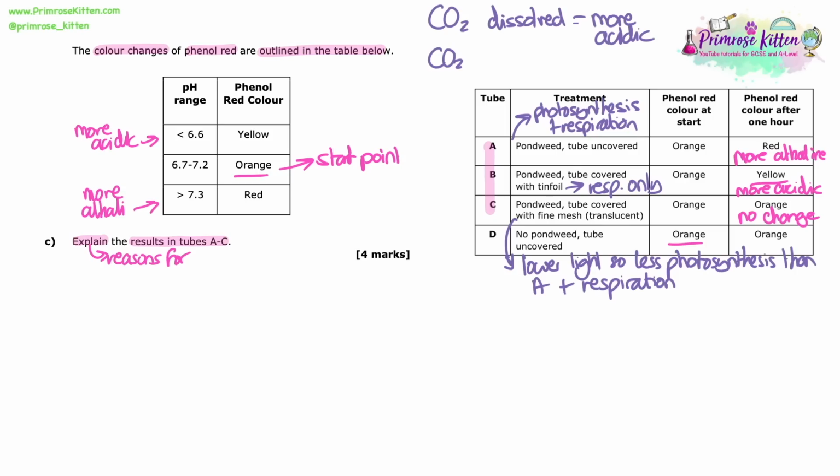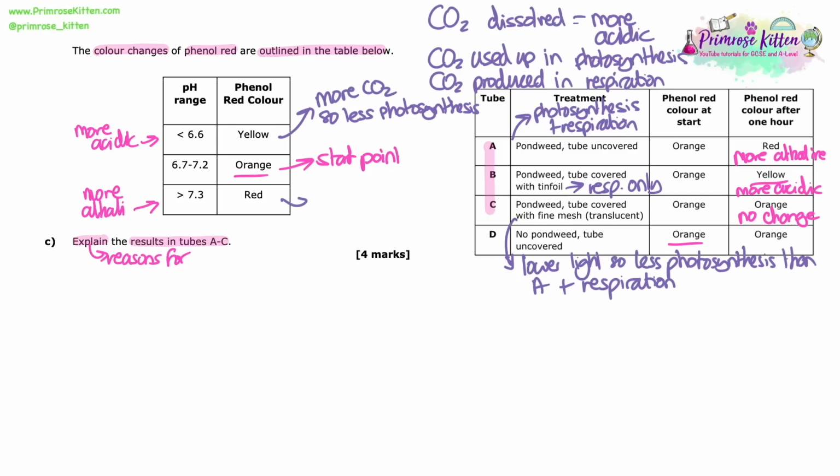So how can we link these processes to whether something's more acidic or alkaline? Obviously, carbon dioxide dissolved in liquid makes it more acidic because it makes carbonic acid. Any dissolved carbon dioxide being used up in the water will mean that we're removing acidic ions, so it's going to make it more alkaline. Carbon dioxide is used up in photosynthesis because it's absorbed by the plant, and carbon dioxide will be produced in respiration.